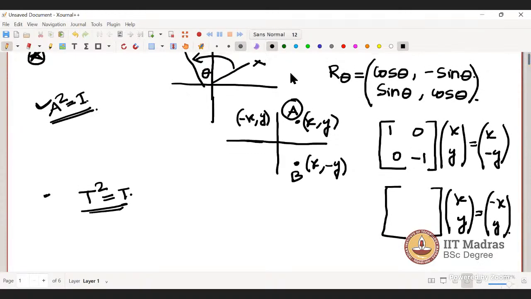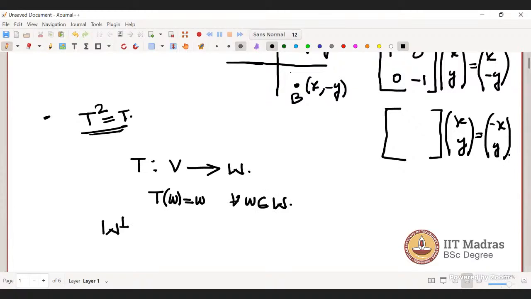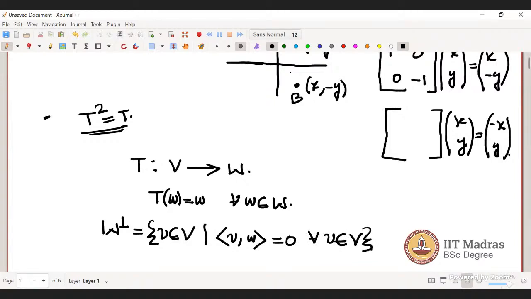So basically he mentioned that when it is a projection matrix from V to W, right, T of w equals w for all w in W. And he defined something called W perp, which is the set of all vectors in V such that the inner product of v and w is 0 for all w in W, right?